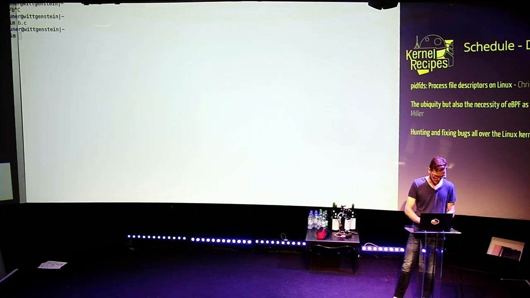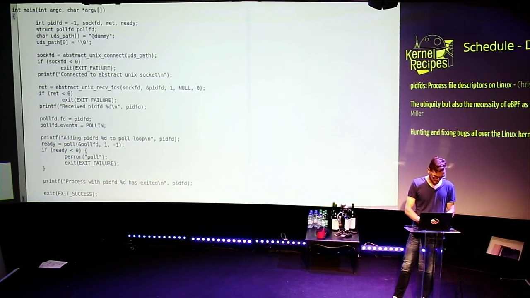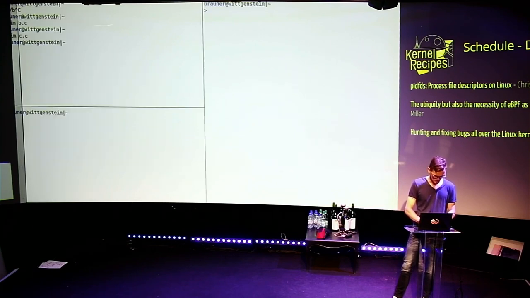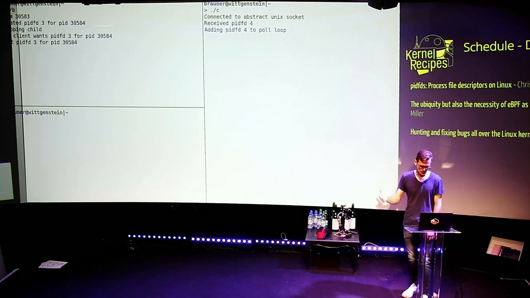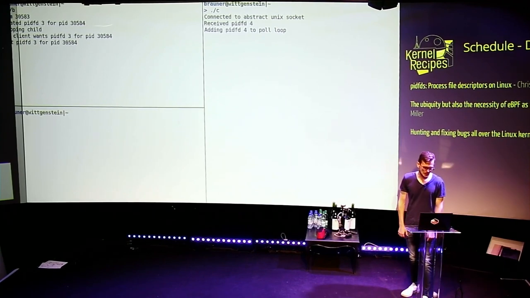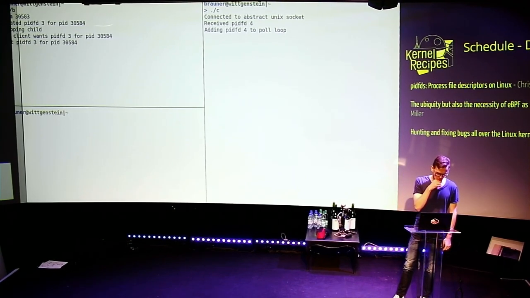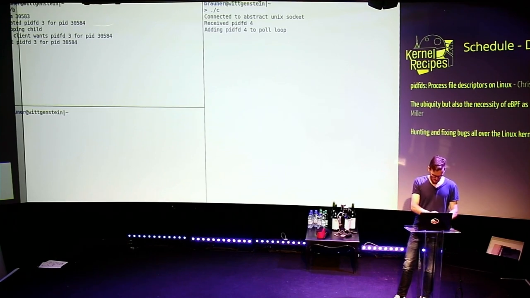And on the other side you have the equally simple program, which connects to the abstract Unix socket, receives the PIDFD, adds it into poll, and waits for the process to exit. So if we do this, we created a PIDFD. This is 3012. I obviously send it over there. For the process 30584, I raised a signal in the child process, which stopped it, so I raised SIGSTOP in the child. And as you see on this side right here, it is waiting for the PIDFD to exit.